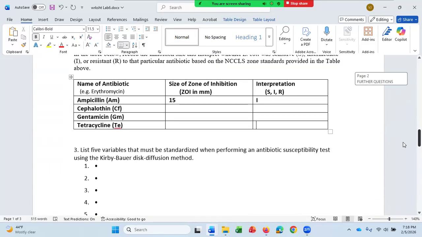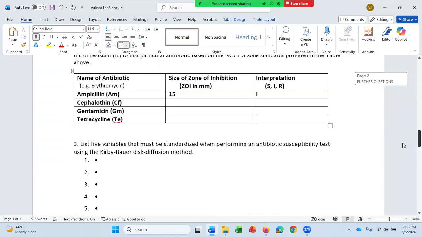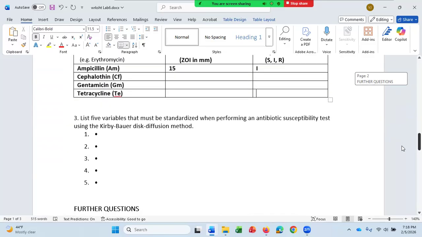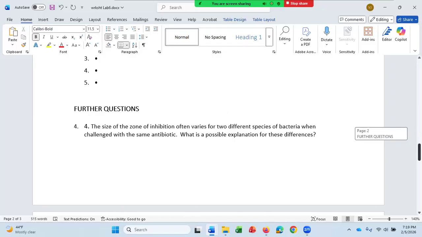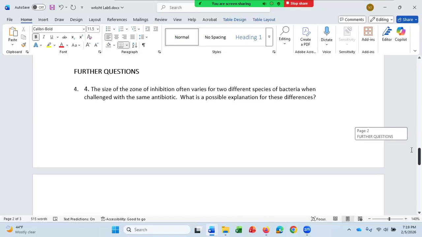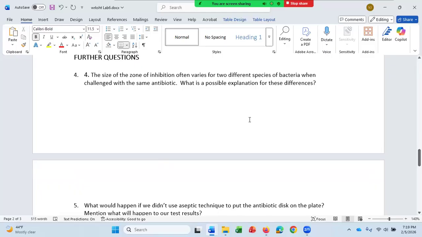For question 3, then list 5 variables that must be standardized when performing an antibiotic susceptibility test using the Kirby-Bauer disk diffusion method. And if you remember, we went over that in a table as well as in the text of the lab module. 4, the size of the zone of inhibition often varies for 2 different species of bacteria when challenged with the same antibiotic. What is a possible explanation for these differences? Give your answer here.